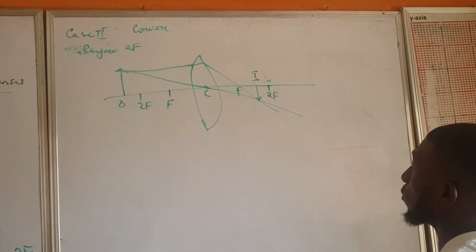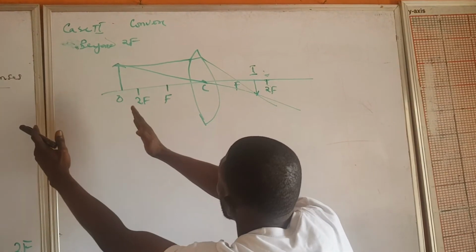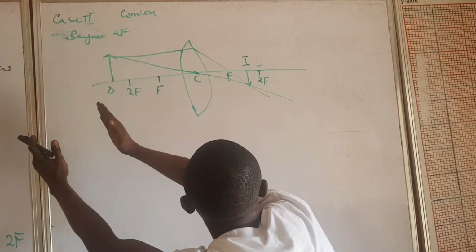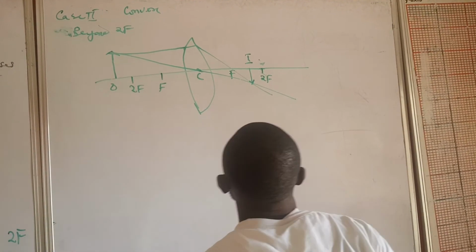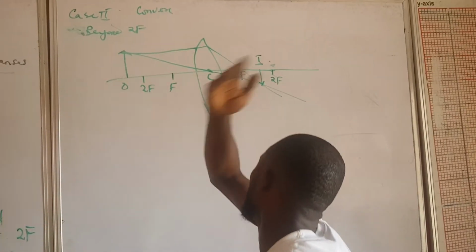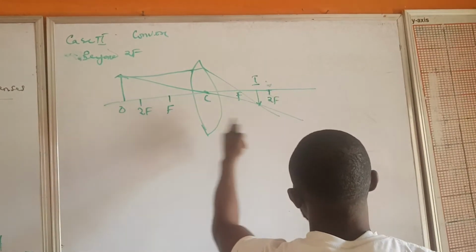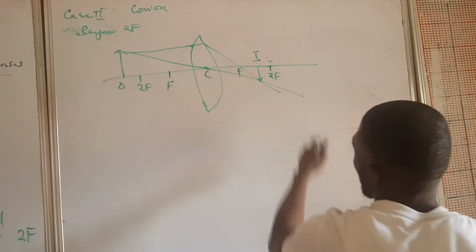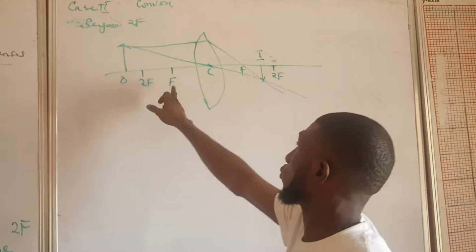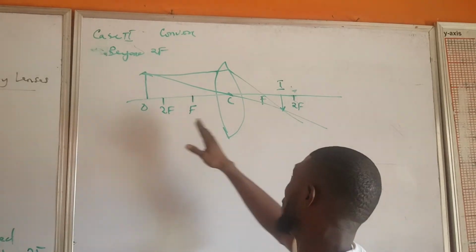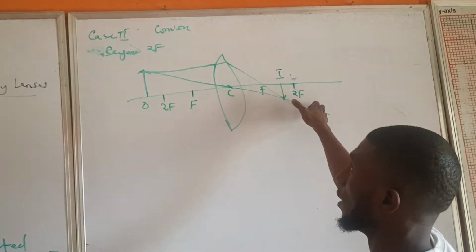Now, you notice one thing: when the object is shifted this way, the image also shifts from this side towards the same direction as the object, which means that it is now formed between f and 2f. So when the object is at the back of 2f, the image is formed between f and 2f.